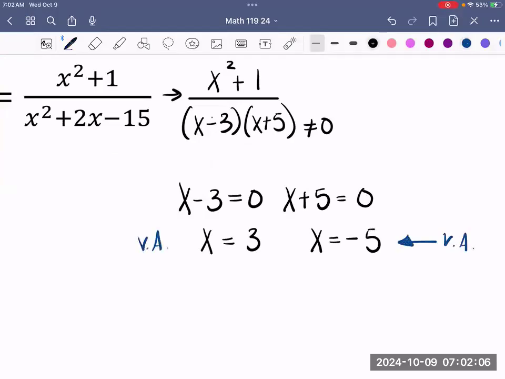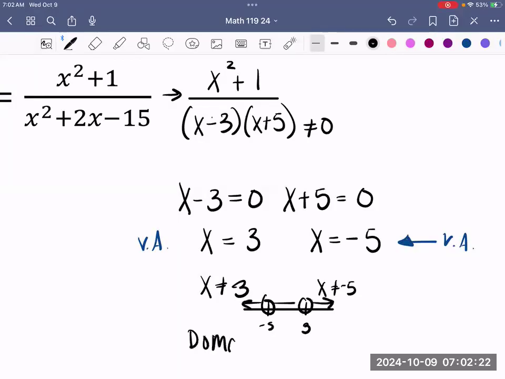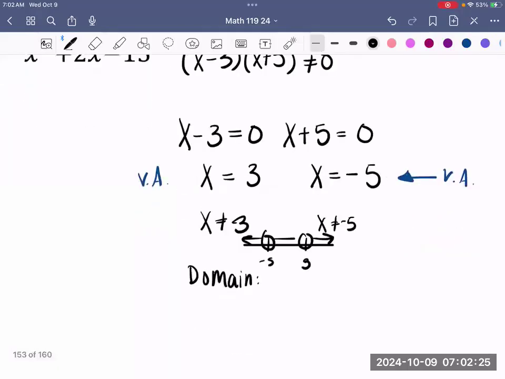And again, these are numbers that you don't want to be in your domain. So we would want to skip these values. So we got -5, we have 3. So we're going to be jumping over these values in your domain. So we're going from -infinity to -5, union -5 to 3, union 3 to infinity. Again, we're trying to avoid your vertical asymptotes. We're going to see some strange behavior happening for your graph.